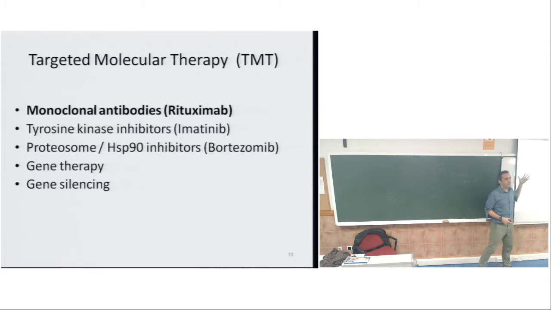So that's why molecular target therapy is so emerging in medicine treatment. It's really a revolution. Monoclonal antibodies will be part of this concept, but you also have to think about other molecular target therapies like tyrosine kinase inhibitors, proteasome inhibitors, and even gene therapy and gene silencing, but this is still more in preclinical study.